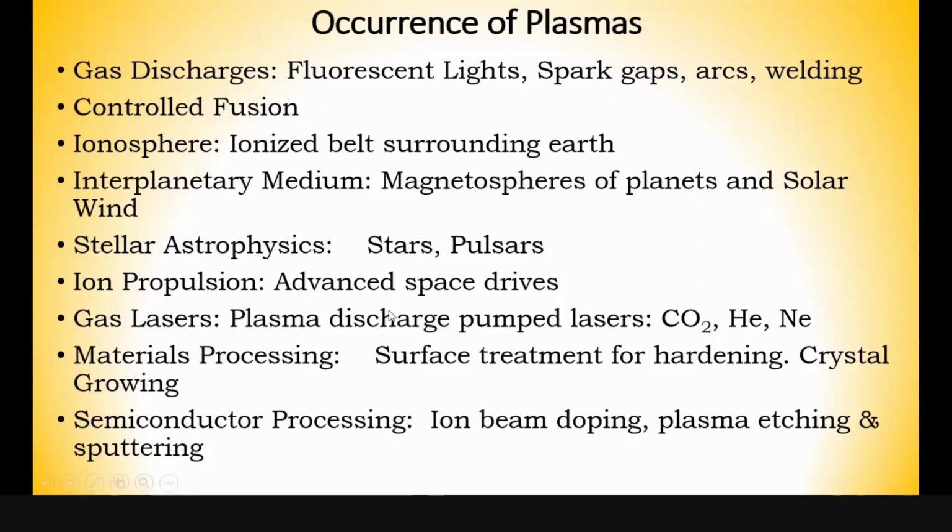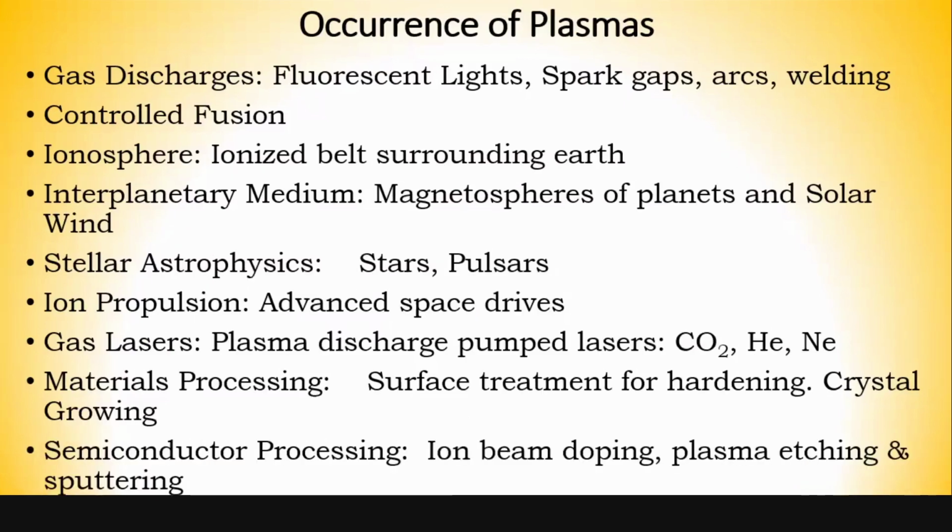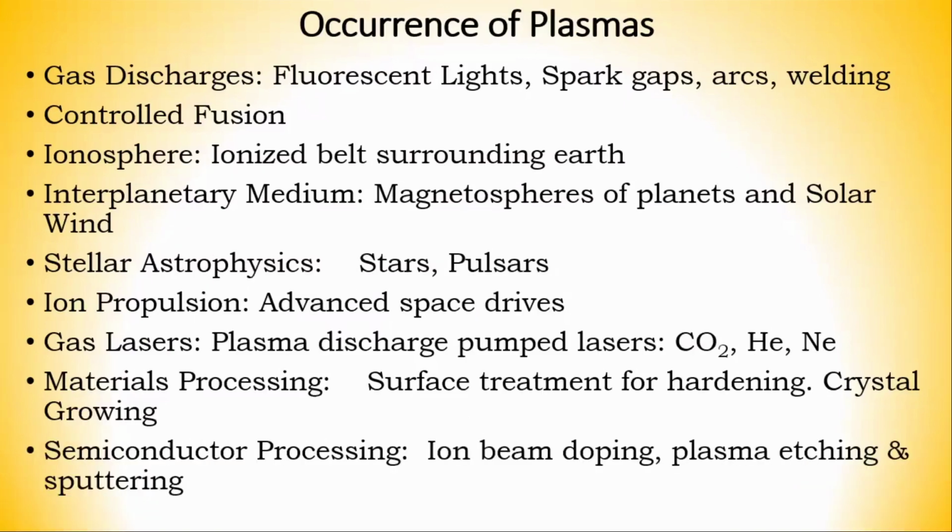During the launch of a space vehicle, due to the burning of the fuel, and during ion propulsion, plasma is seen. In gas lasers, like carbon dioxide laser and helium neon laser, there is an existence of plasma. Materials processing during surface treatment: we have seen materials processing in nanotechnology, like the sputtering technique and laser ablation technique. When the laser light falls on the surface of the target, a plume is produced.